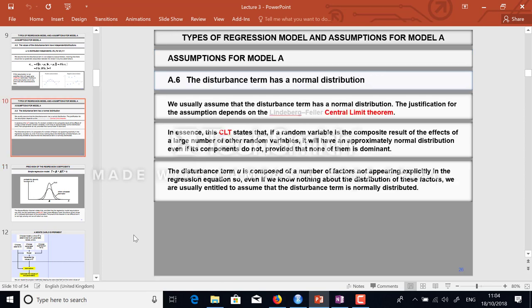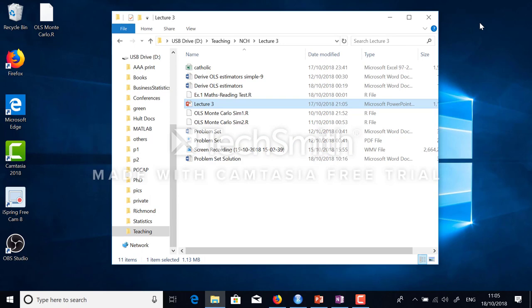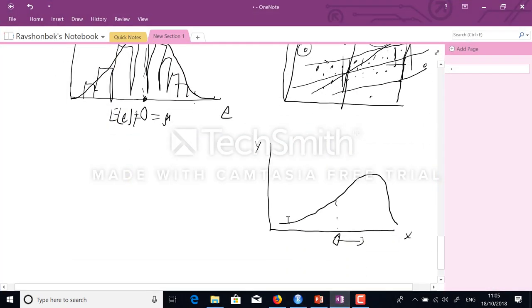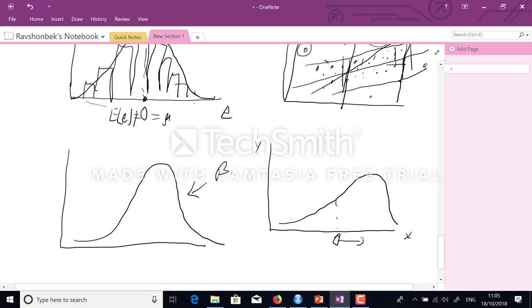By the way, final thing, this is something I forgot. Because the errors' distribution is normal, we would expect the betas also to have a normal distribution. So if this is the beta distribution, then the true value of beta will be the population value here, mu beta. Yeah?